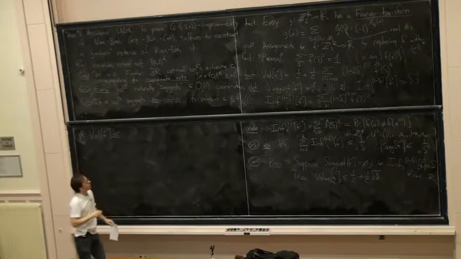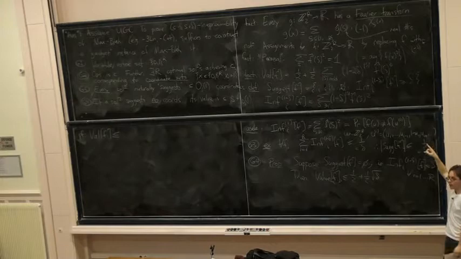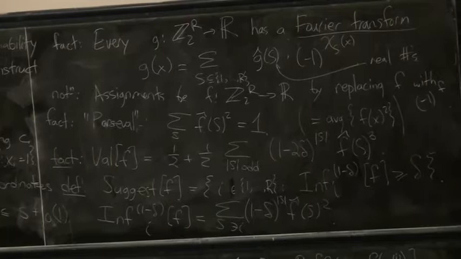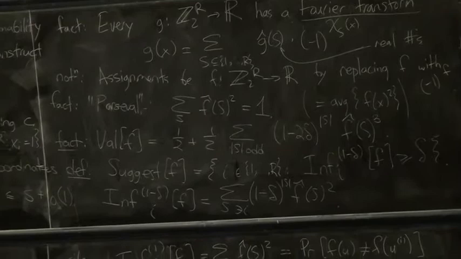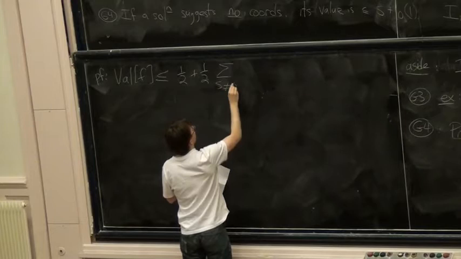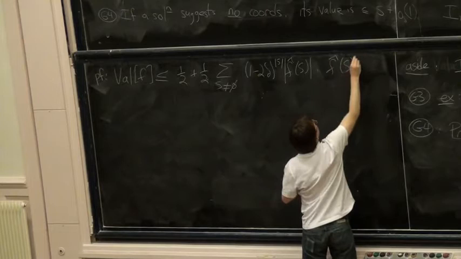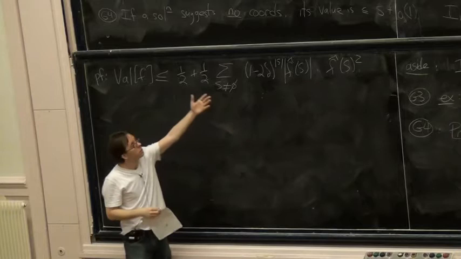And I'm going to upper bound it. So here's the formula I have right here. The value is half plus half sum over s odd, et cetera. I'm going to maximize over the second piece. So this is at most half plus 1/2 times the sum over s not equal to the empty set of 1 minus 2 delta to the cardinality of s, times the absolute value of f hat s, times f hat s squared. That's pretty clear. This is exactly the same as that; I just added more terms, using the fact that s is odd to say that it's not empty. It's quite simple.